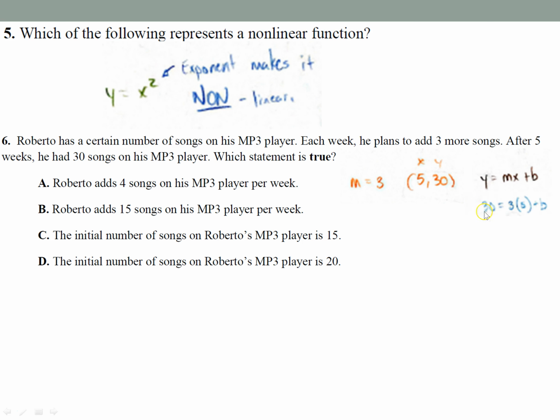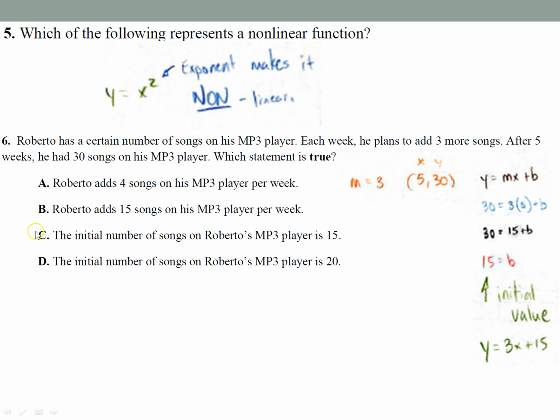I put in my y value, my slope value, or m, which is 3 songs per week, and then the number of weeks, which is 5, plus b. Simplifying, I have 30 is equal to 15 plus b. Subtract 15 from both sides, and I got b is equal to 15. Well, b equals 15. That's the initial value because that is my y-intercept. So my initial value is 15.